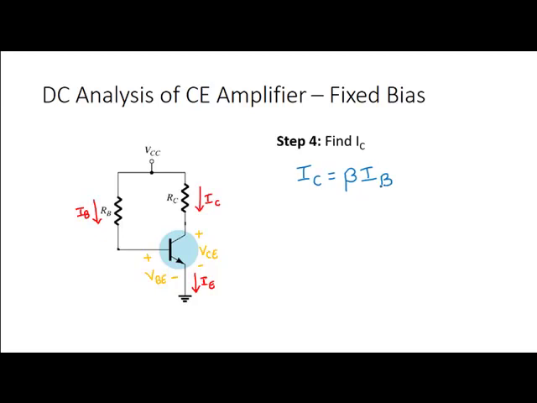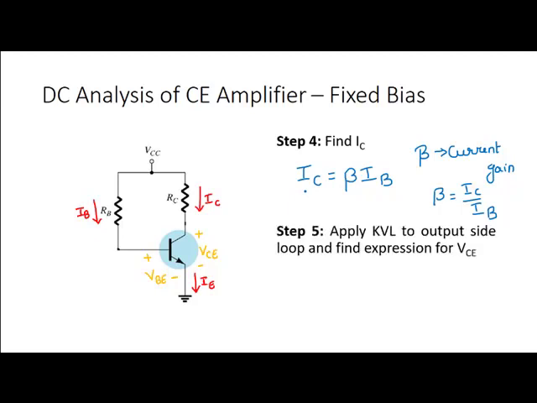So IB we have found out in step number 3. We can easily find out IC because beta of a transistor is a known parameter, and beta is known as the current gain of the transistor. It is the ratio of IC to IB, and it's a known parameter for a given transistor. So easily we can find out the collector current IC. Once IC is found out, we can move to the next step.